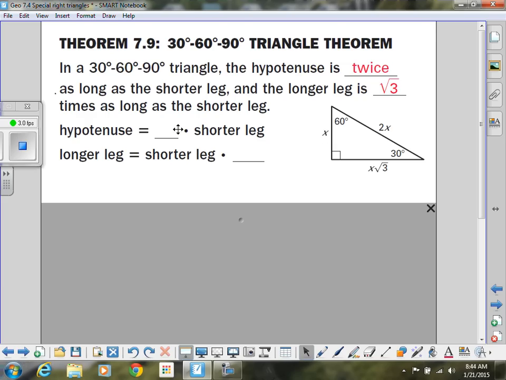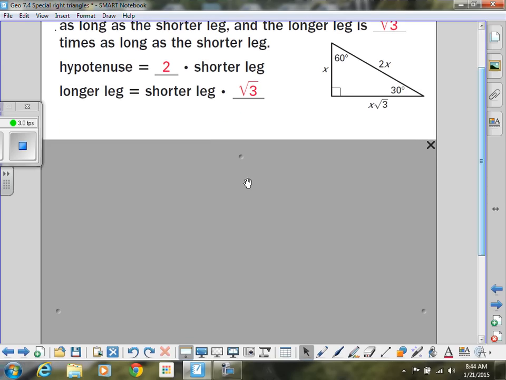Okay, so the hypotenuse is 2 times the shorter leg, and the longer leg is square root of 3 times the shorter leg. All these relationships are based on that shorter leg. Remember, the shorter leg is across from the shortest angle, or the smallest angle rather. So that's across from the 30-degree angle. So let's do some examples and apply that.